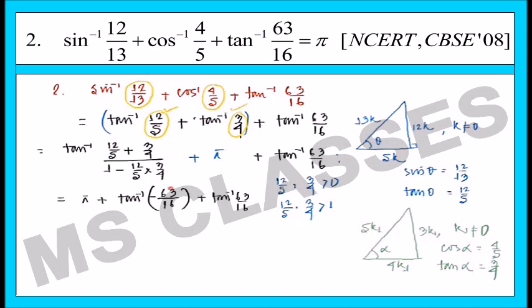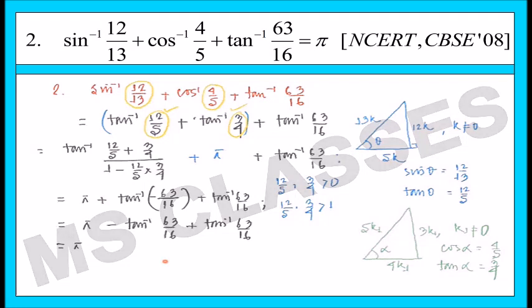Now this is a negative number. All of us know the tan inverse of minus x is what? Minus tan inverse of x. So here what we write: pi minus tan inverse of 63 by 16 plus tan inverse of 63 by 16. And that gives us what? Pi.